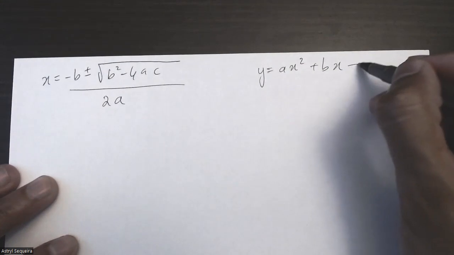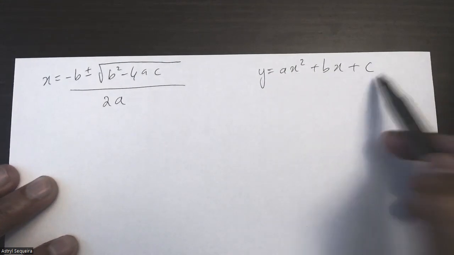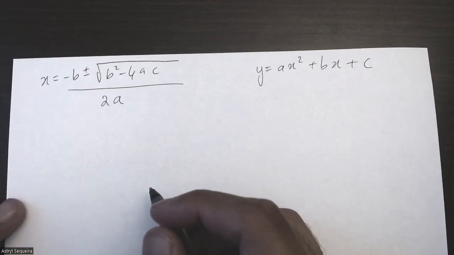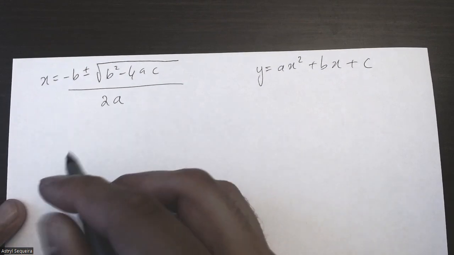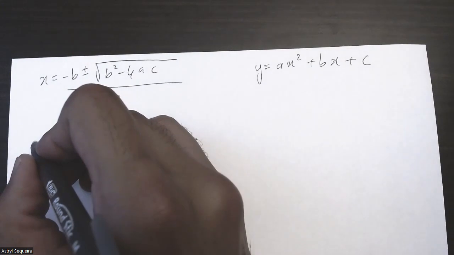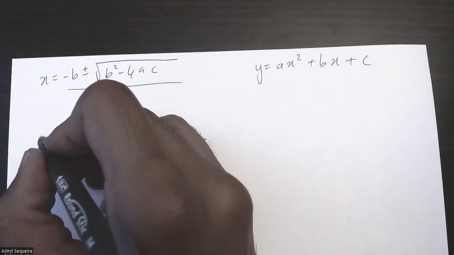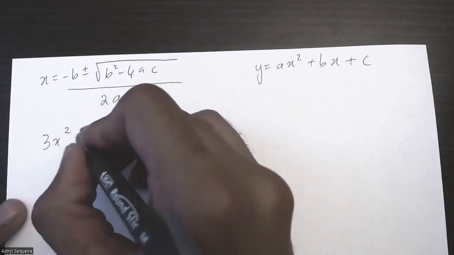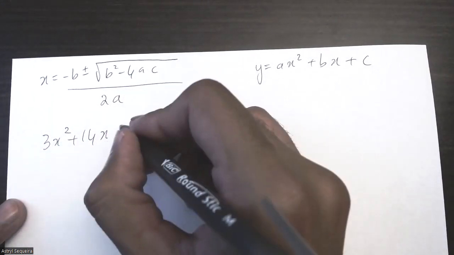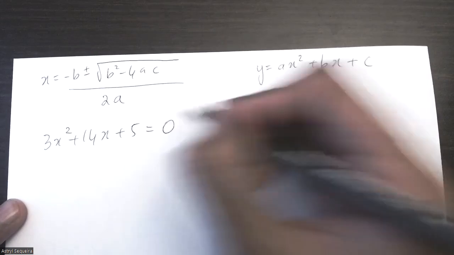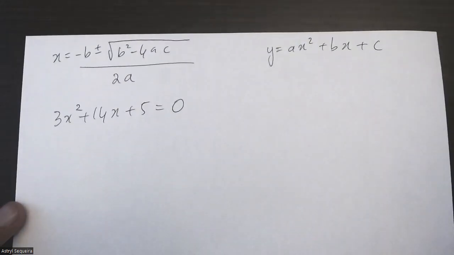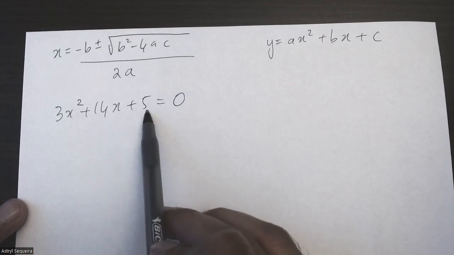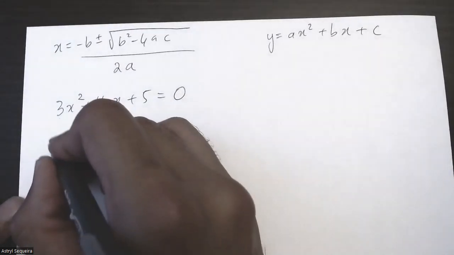And in a quadratic equation, this is just a, b, and c. Okay, so let's try an example. Let's say we have y equals 3x squared plus 14x plus 5 equals 0. We want to solve this quadratic equation over here. You know, a is 3, b is 14, c is 5. So I'm just going to sub it into that equation.